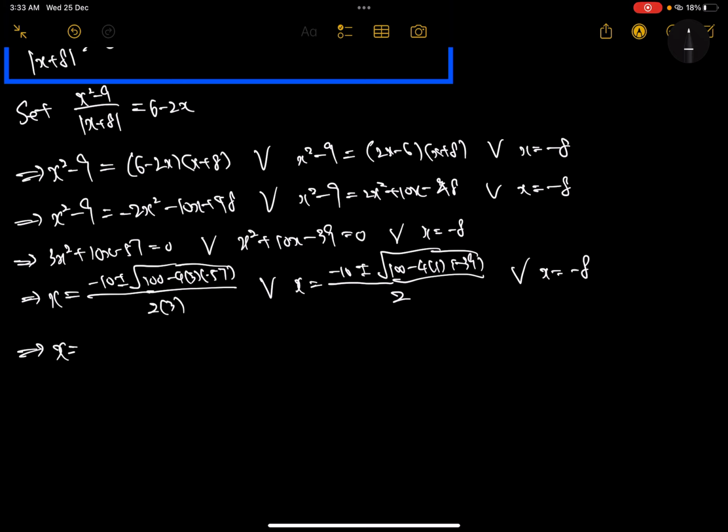which implies we could have 100 plus 4 times 3 times 57. The root of that is 28. So -10 plus 28 over 6, we have 3. Or -10 minus 28 over 6 is just -19 over 3.